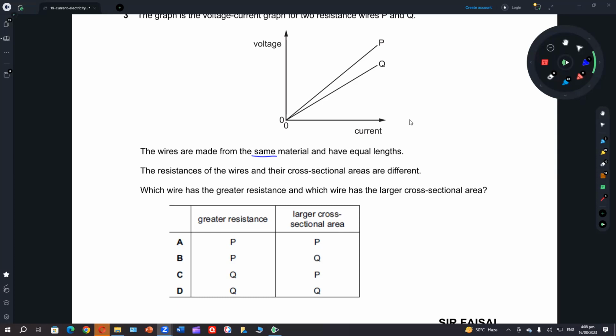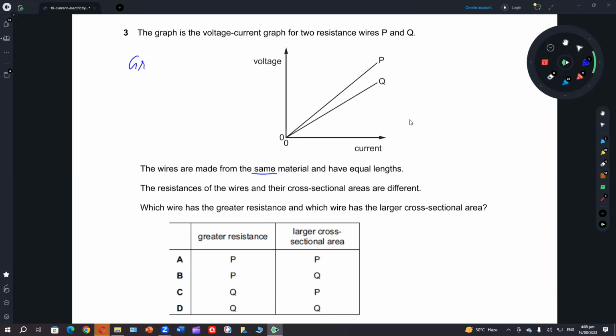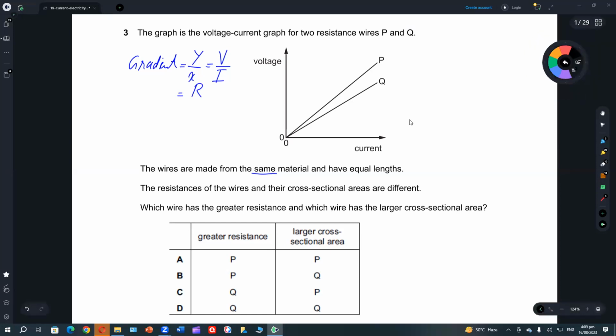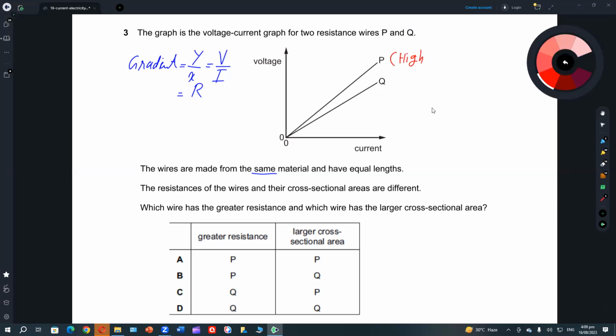It's voltage against current. When you draw a graph of voltage against current, remember one thing, that gradient is always Y upon X. It is V upon I. So it is equal to R. The gradient of this graph is resistance. Now look at the gradient. Wire P, because it's steeper, has higher resistance. Wire Q has lower resistance.